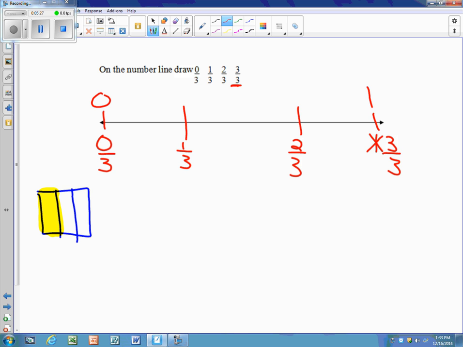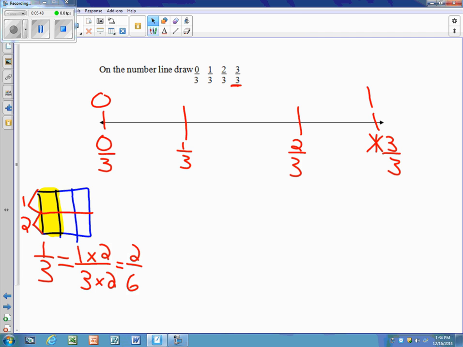So here is our 1/3. And if we want to make an equivalent fraction to 1/3, we're going to split this in half. So we have 2 pieces. So we'll take our 1/3 and multiply it by 2, which makes 2/6. So we can do another example.